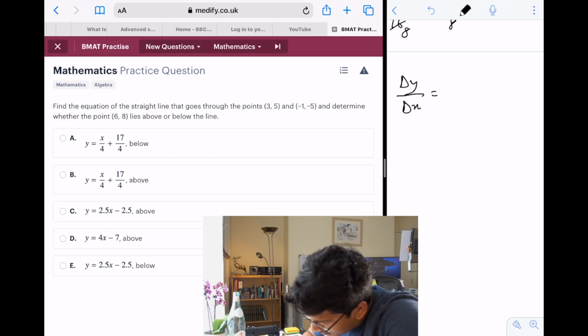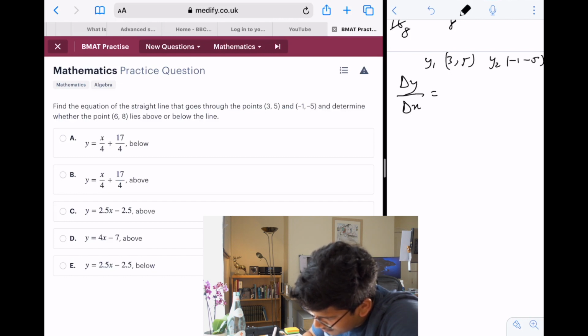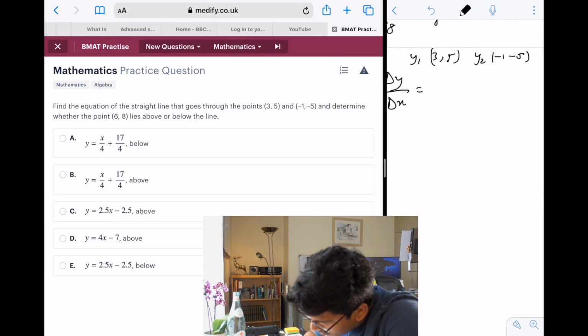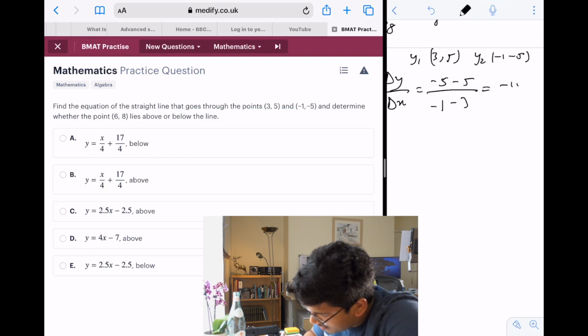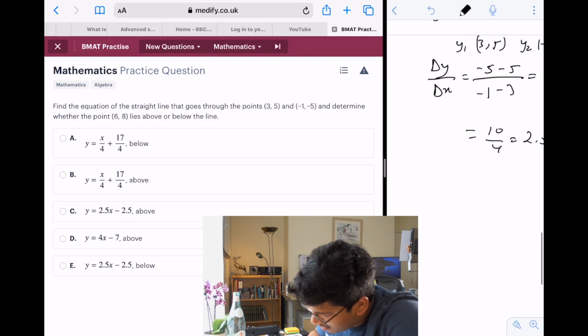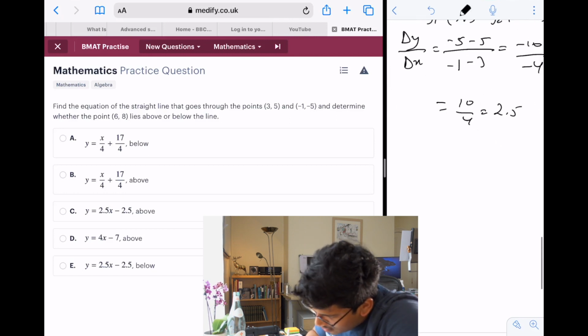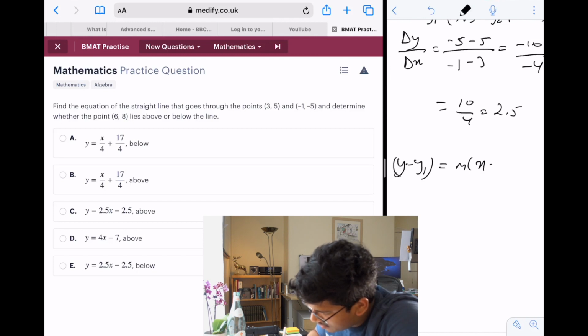So we'll do y1 is 3, 5. And y2 is minus 5, minus 2. Cool. So we'll do minus 5 over minus 1 minus 3, which is equal to minus 10 over minus 4, which equals 10 over 4, which equals 2.5. That's the gradient. So y minus y1 equals m(x minus x1).